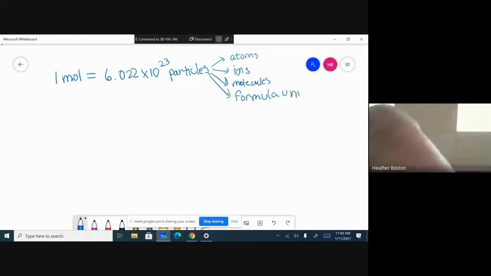It's too big. The reason is, if I had 6.022 times 10 to the 23rd grams of anything, we wouldn't even be able to fit it in this room. It's just too big of a number. So that big giant number only goes next to tiny, tiny, tiny units. This is called an equivalency statement because of the equal sign.